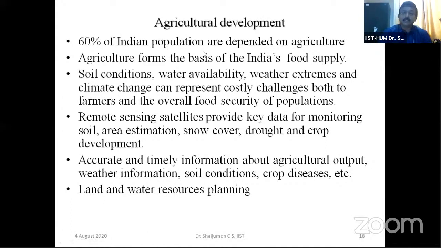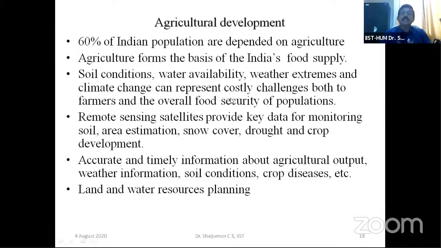Take the agriculture sector, just some examples. 60% of the Indian population is dependent on agriculture. Out of a total population of 135 crores, 60% actually depend on Indian agriculture. That means agriculture sector development is very important for a larger section of the population. Agriculture forms the basis of the Indian food supply. Not only the employment it provides, the food for all the people of the country is supplied by agriculture only. So soil conditions, water availability, weather extremes, climate change, all these things are problematic for farmers, for the production of food. Therefore, it has to be set right.